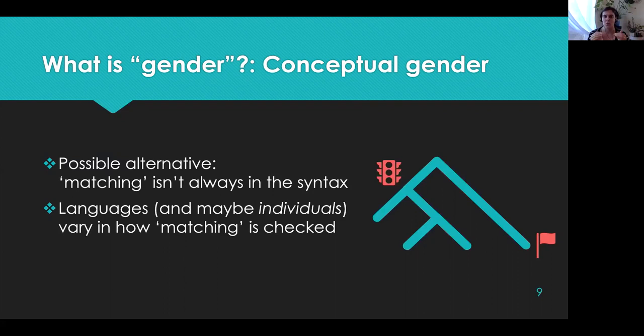Maybe it's something else. And so it could be that not only this varies across languages, but maybe it varies across individuals, whether an individual is more or less flexible with what sorts of categories can match or mismatch in order to determine who a pronoun refers to. So I want to take a step back from the linguistics and talk about gender.